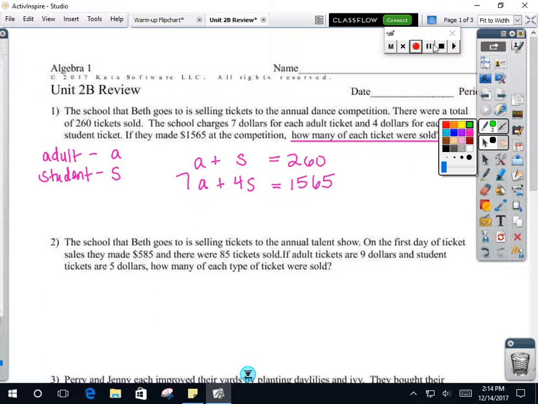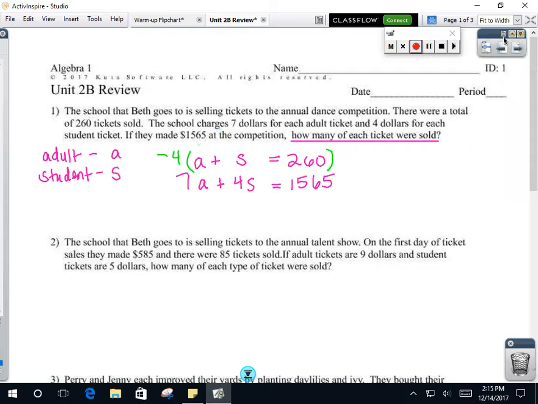Okay, so if you want this to be a -4, you're going to make the S have a -4, but it would have been just as well had you put a -7 by the A. It doesn't matter. So to do that, you multiply this whole thing by -4. Now remember, you're multiplying the whole thing. You're multiplying the A by -4, the S by -4, and the 260 by -4. So that'll become -4A minus 4S equals negative what? 1,040?